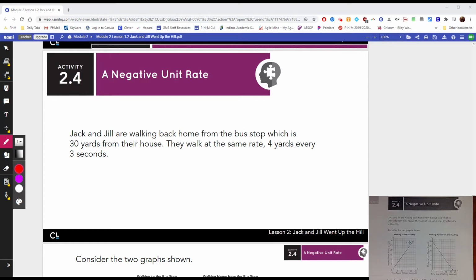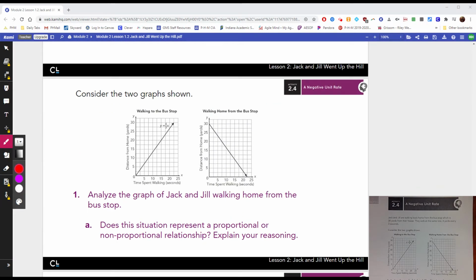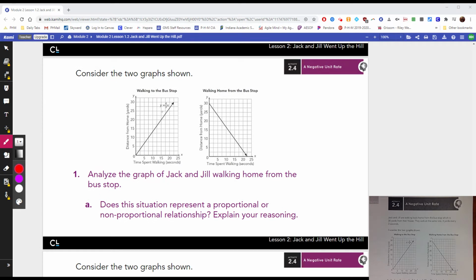So in this activity, we see that Jack and Jill are walking back home from the bus stop now, which is 30 yards from their house. They're walking at the same rate, 4 yards every 3 seconds. So now we're given the original graph that we were given back in activity 2.2, and now we have a graph that represents them walking home from the bus stop. So let's just look at both of these.